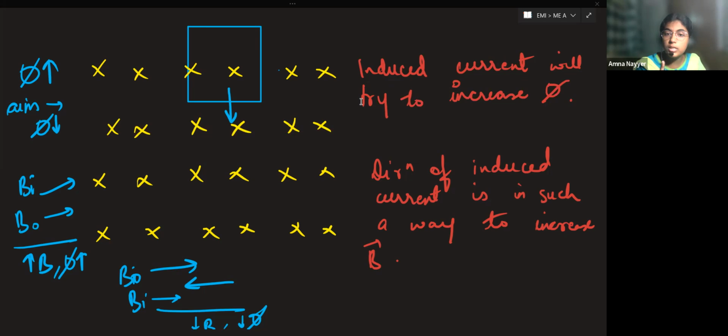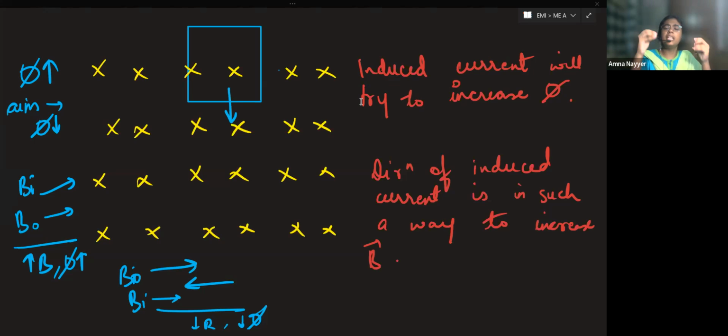If both are outwards, then also it will increase. You should not focus on whether it's inside or outside. Focus on whether they are in the same direction or in the opposite direction. They can be in the same direction outwards, inwards, rightwards, leftwards, upwards, downwards, anywhere. If magnetic field lines are in the same direction, it will increase the magnetic field. And whenever the magnetic field increases, the magnetic flux will increase.